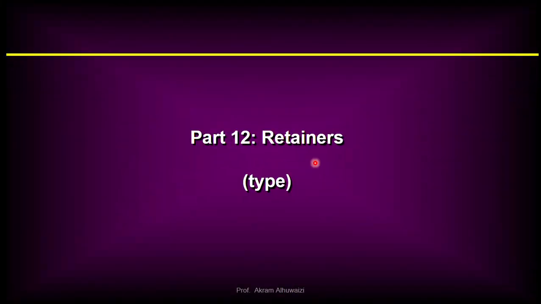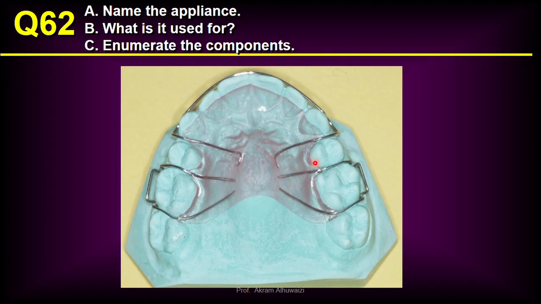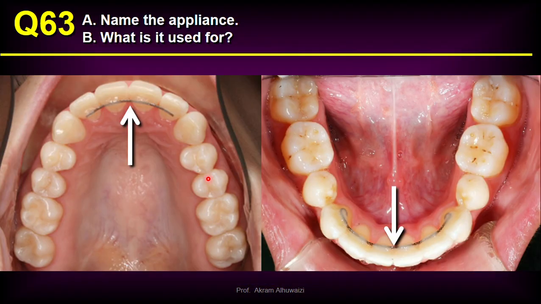Part 12. Retainers. Name the appliance. It's a Howley retainer. What's it used for? It's retention after the active orthodontic treatment. Enumerate the components. It's Adams clasps on the 6s, a Howley arch, and an acrylic base plate. Name the appliance. It's a lingual permanent retainer or fixed retainer, positioned on the upper incisors, and lower incisors and canine. What's it used for? To retain the teeth after active orthodontic treatment.